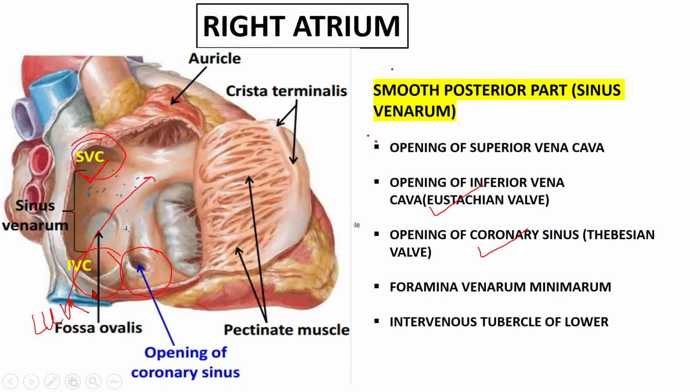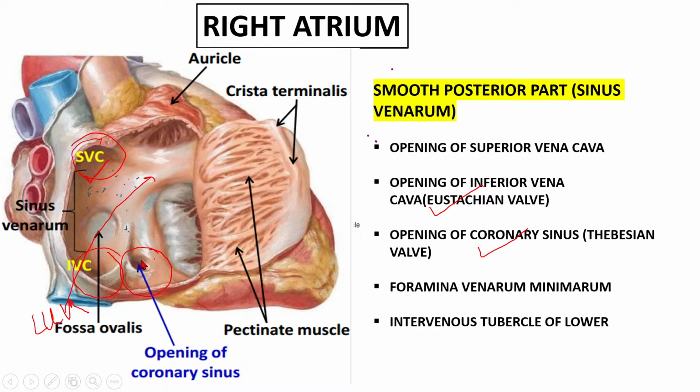So, the valve of the inferior vena cava is rudimentary in adults, but in fetal life it has an important function of directing the blood from the right atrium to the left atrium, so that the oxygenated blood does not pass into the right ventricle.